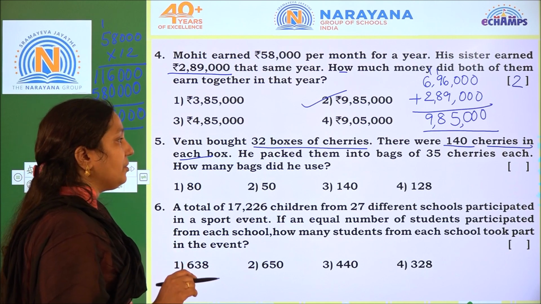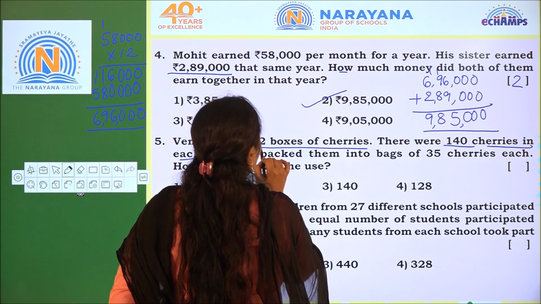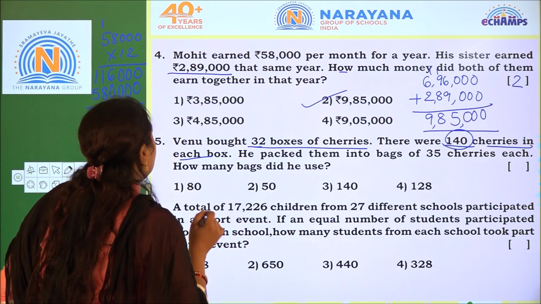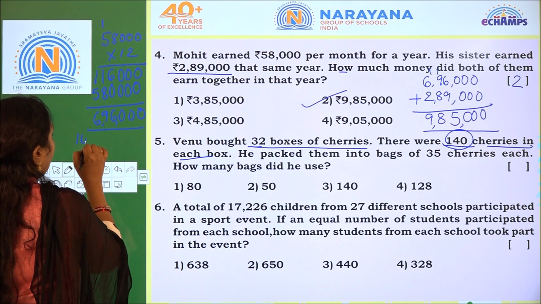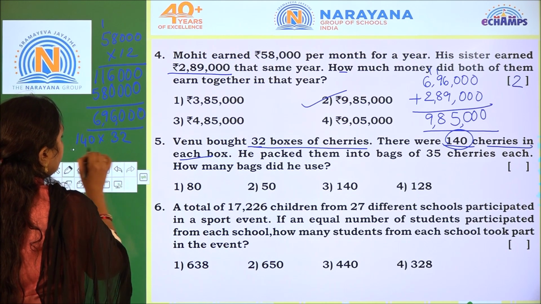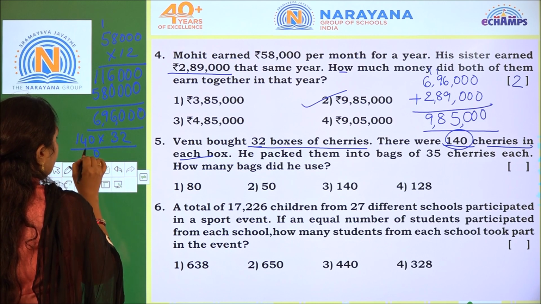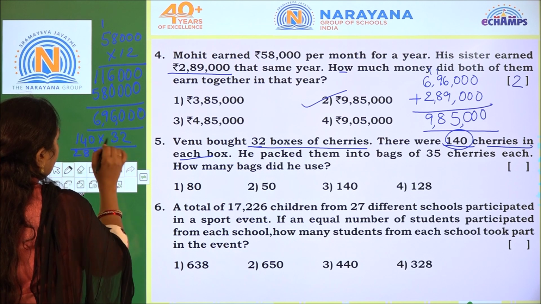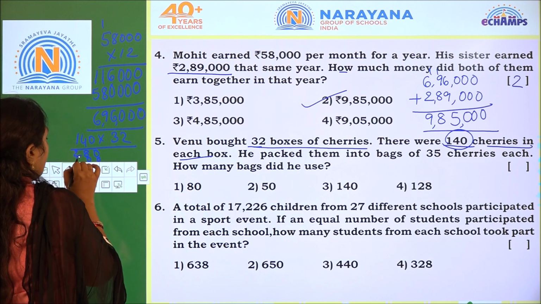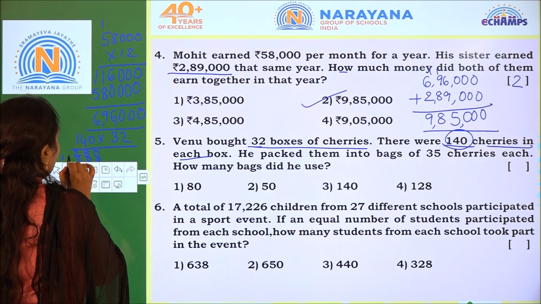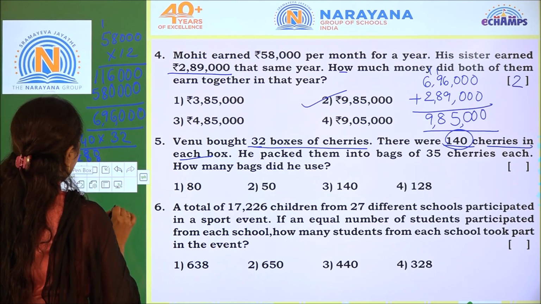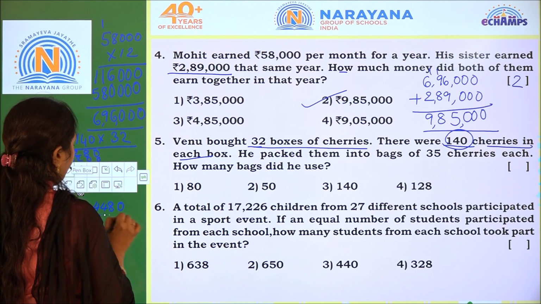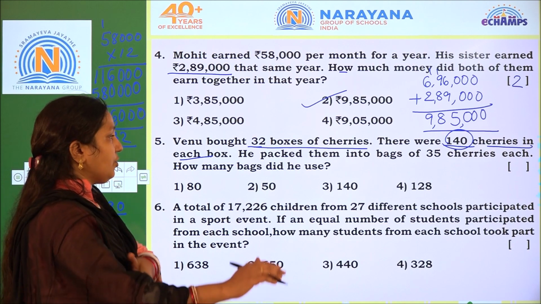So first what do we have to do? First, how many cherries are there? So 32 boxes and there were 140 cherries in each box. So that means 140 into 32. 2 zeros are 0, 2 fours are 8, 2 ones are 2. Ones place should be 0, 0. 3 fours are 12, 1. 3 ones are 3, 3 plus 1 is 4. We'll get 0, 8, 4, 4. 4,480 cherries are there totally.